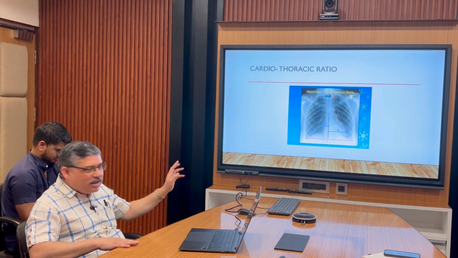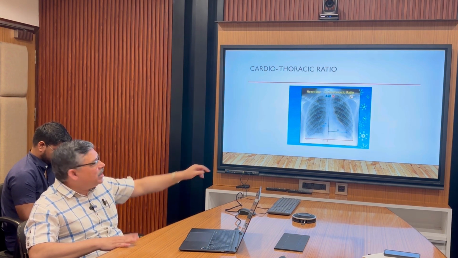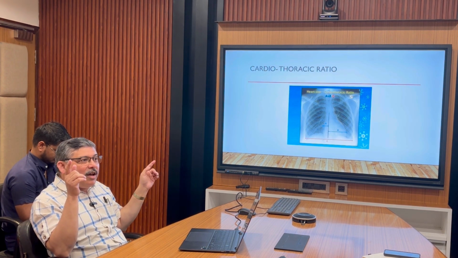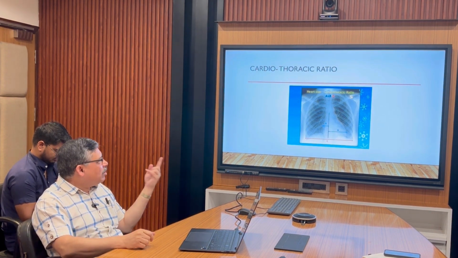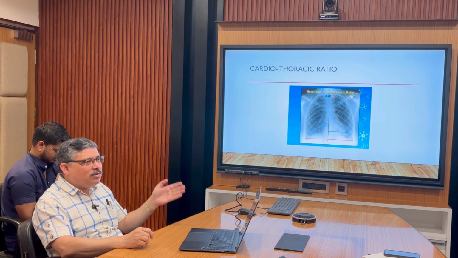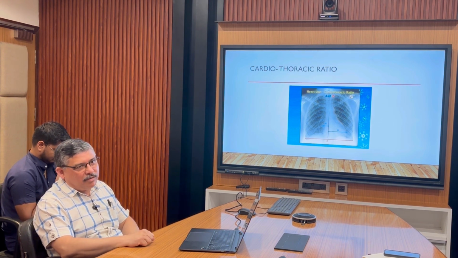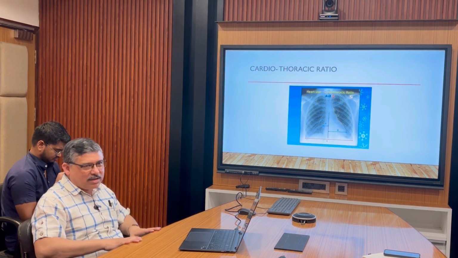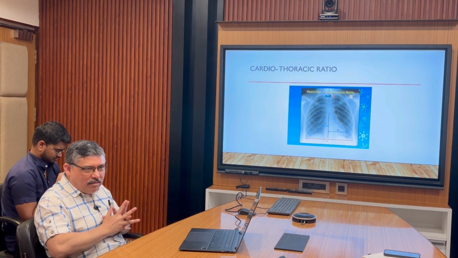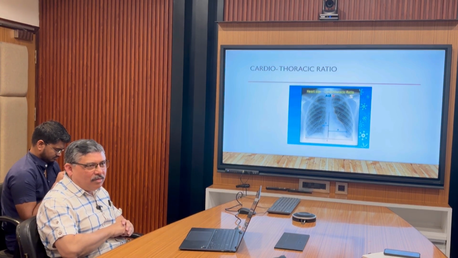So you take the widest area, the A plus B, and the thoracic diameter is measured at the level of the diaphragm. So it should be at the level of the diaphragm. So A plus B divided by C should be less than 0.5. So the cardiac size should be half the thoracic size. That's all. This is about the cardiothoracic ratio. Okay.